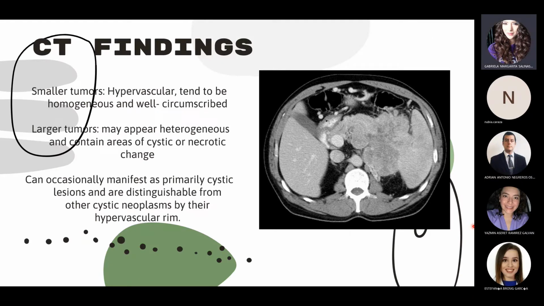The CT findings in smaller tumors are hypervascular and tend to be homogeneous and well circumscribed, and in larger tumors may appear heterogeneous and contain areas of cystic and necrotic change. They can occasionally manifest as primarily cystic lesions and are indistinguishable from other cystic neoplasms except by their hypervascular rim.